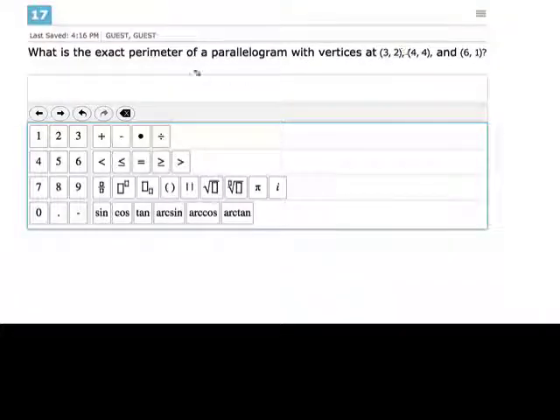Number 17. What is the exact perimeter of a parallelogram with the vertices (3, 2), (4, 4), (6, 1)? Now you'll notice that you only have 3 vertices. That's okay.